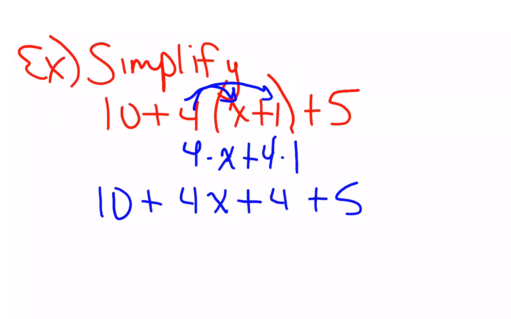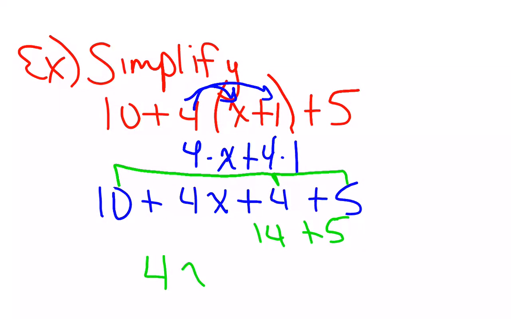And again, we're going to look for any like terms. So we notice the 10, the 4, and the 5 are all alike. With order of operations and all addition, we're going left to right. So 10 plus 4 is 14. 14 plus 5 is 19. So the 4x is still there, but now we've combined the 10, 4, and 5, and we get 19.